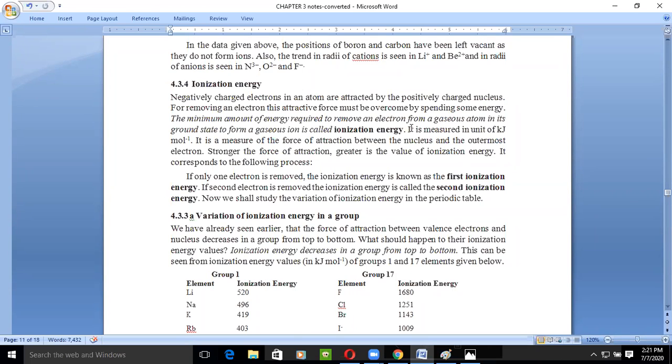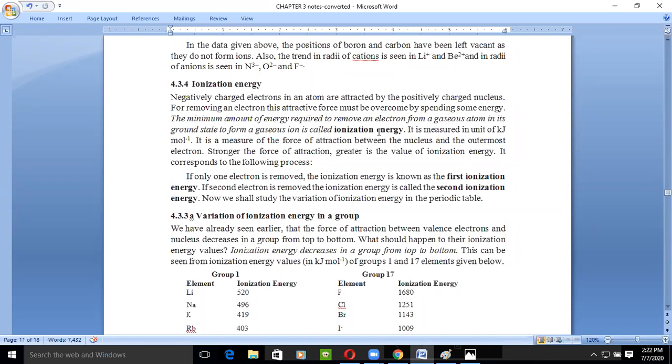When we gave light of higher frequency, higher energy, to the electron, the electron absorbed that energy and was removed from that atom. So the same with this: if you want to remove the electron which is present in a gaseous atom in the ground state, in its normal state, to form it into a gaseous ion, that energy is known as the ionization energy. Is this clear to you all, beta?